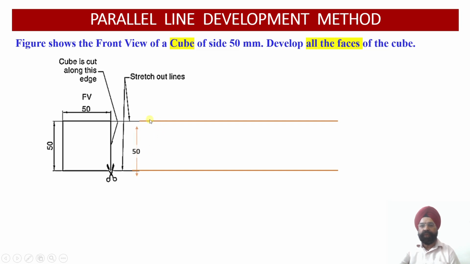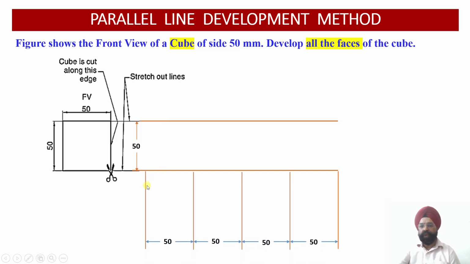Now we are going to draw this distance as 50 millimeter, and then all the lateral surfaces. We know that there are four lateral surfaces, so the edge of each lateral surface of the cube will be 50 millimeter. So the dimensioning of the four lateral surfaces we have done over here. Now we are going to mark these lateral surfaces between these stretch lines. So this is the dimensioning portion.